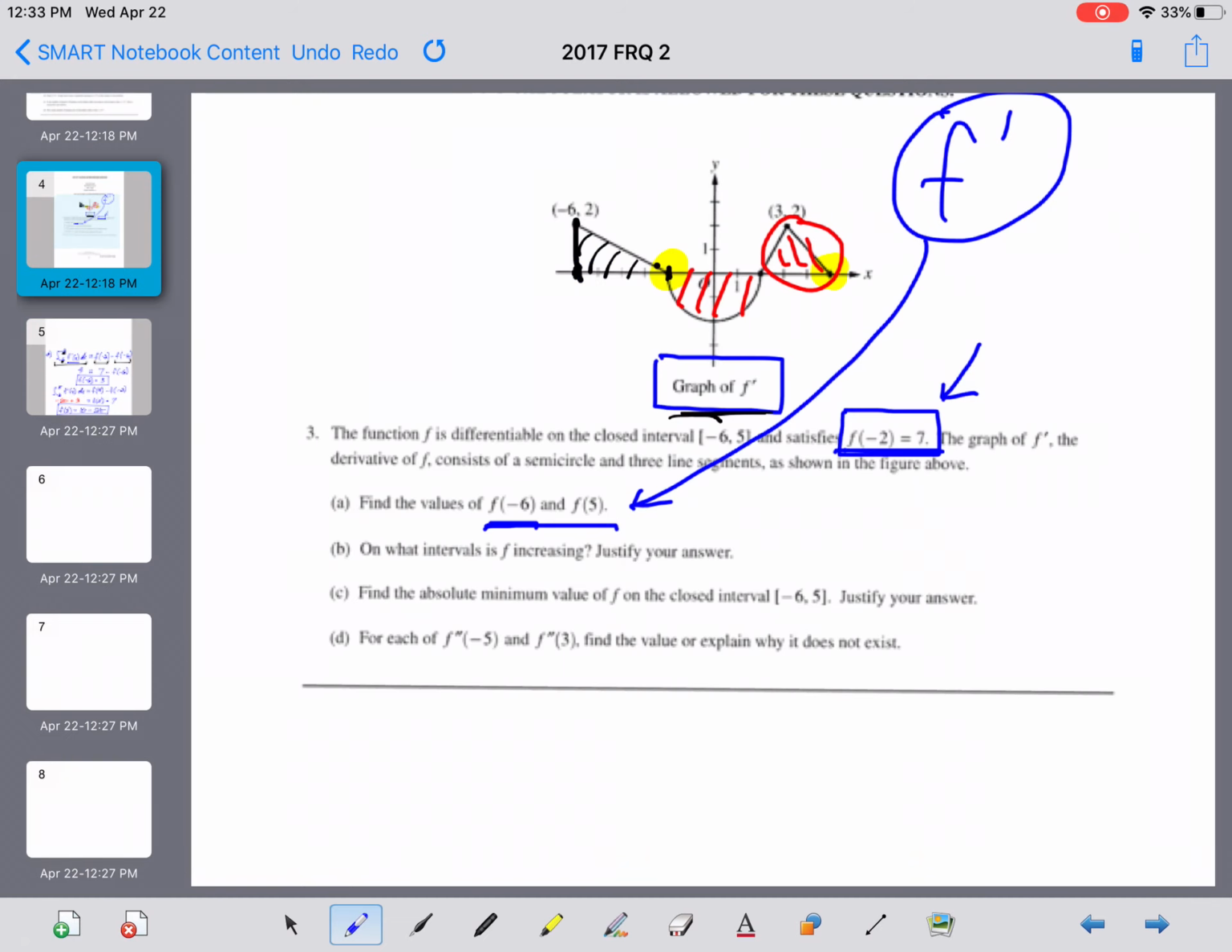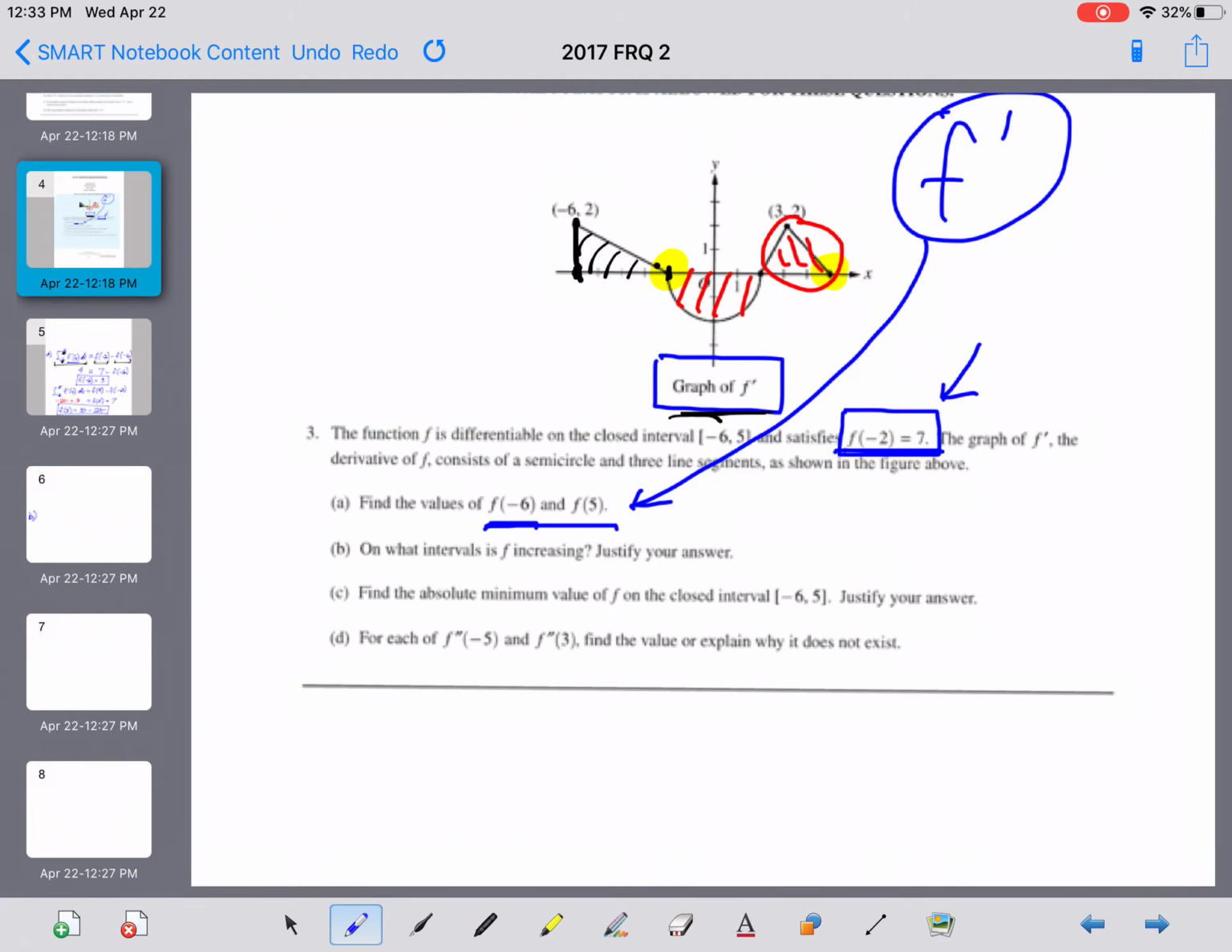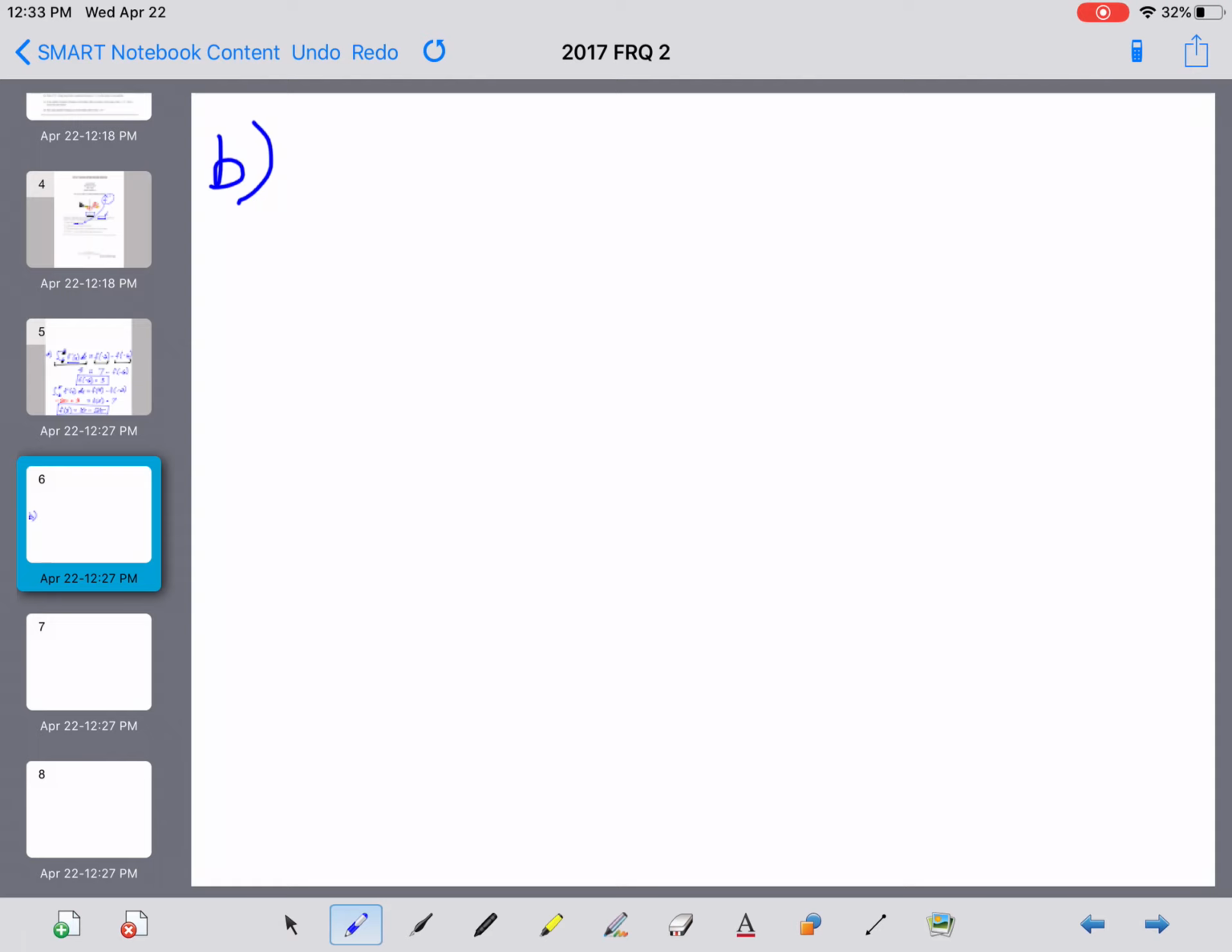Let's take a look at what's going on in part B. On what intervals is f increasing, and justify your answers. So a few of you guys asked me for some extra help here on problems that were similar to this when we did a mini quiz, I think number 2 last week. So let's talk about how to do that again. Once more, I like to start with the justification first. We want to know when f is increasing.